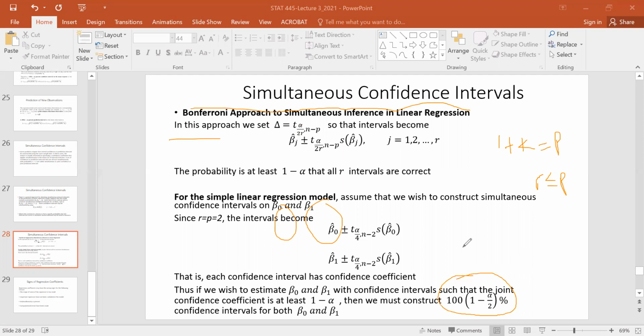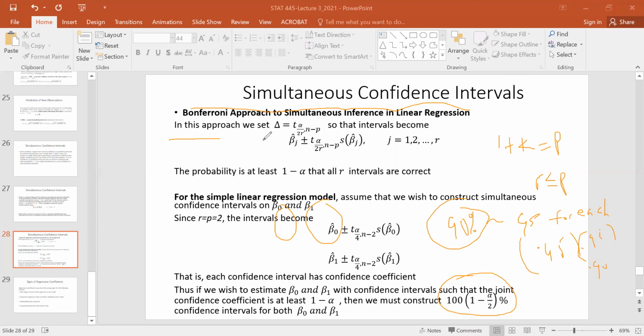For example, if you want a 90% joint confidence interval, that's what this formula is saying: rather construct 95% for each. Assuming it is beta 0 and beta 1 in a simple regression case, if you want a 90% joint confidence interval, that beta 0 lies here and beta 1 lies here at the same time, do 95% for each. And I've demonstrated to you that 0.95 times 0.95 is approximately 0.90.